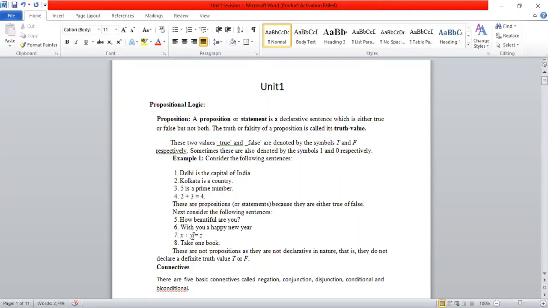If you observe these statements, they will not have only true or false. Take x plus y is equal to z. Can we say that it is true? Is it a declarative sentence? No, you will not get a true or false value for this. Similarly, wish you a happy new year. All these statements are not propositions. They are not declarative in nature, so they do not declare a definite truth value T or F. Therefore, these are not propositions. A statement which is either true or false, but not both, is called a proposition.